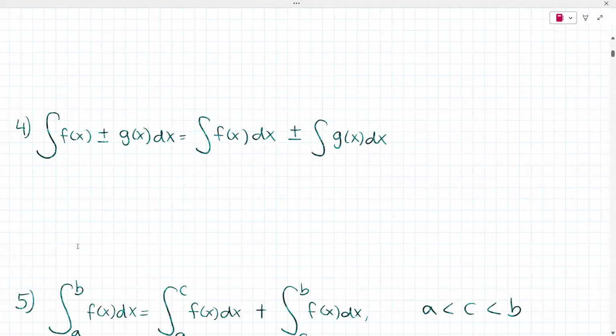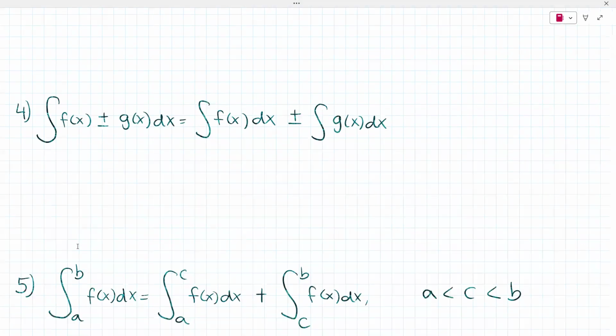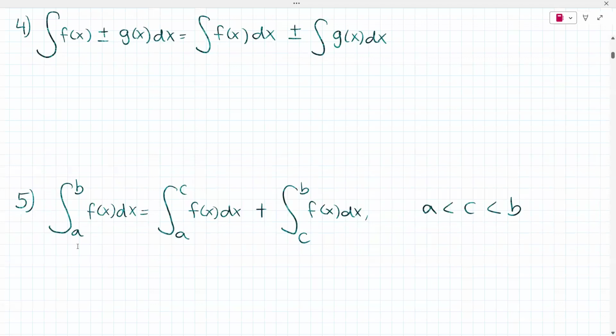Rule 4, integration of f of x plus or minus g of x dx. Basically, you could just take the integration and make it into two parts or three parts. Number 5, the integration from a to b of f of x dx. And we're going from a to b. So if it's a really long integration, you could break it into two separate integrations. You can go from a to c to d, so these have to be the same.